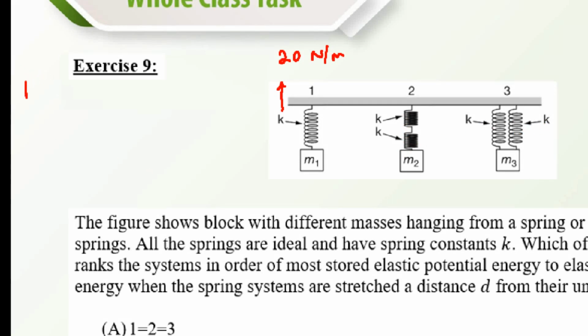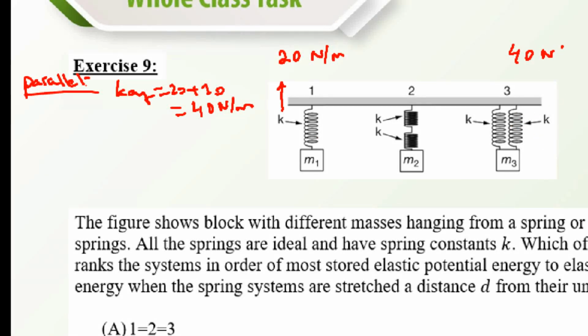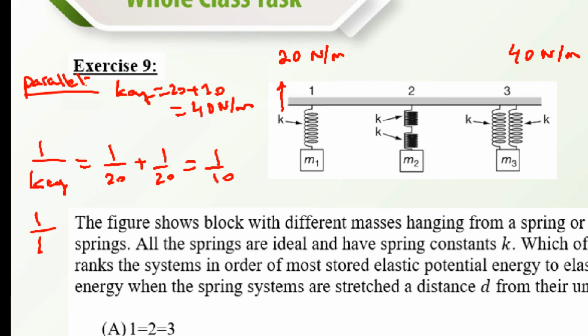In parallel, we know that the stiffness is additive, and that would be given by 20 plus 20, which is 40 newtons per meter. So the third configuration would be 40 newtons per meter. Now what about the series configuration? We need to add them using the reciprocal sum, which is 1 over K equivalent. That would be 1 over 20 plus 1 over 20, which makes it 1 over 10. Then 1 over K equivalent is 1 over 10, which means K equivalent is 10 newtons per meter.